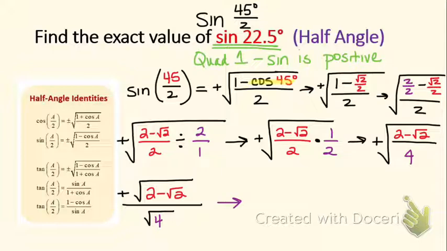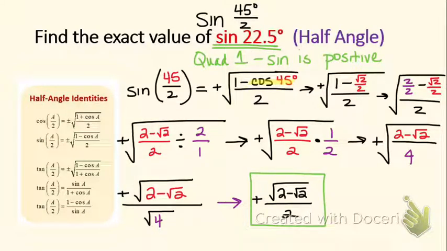So my final answer, and because it's positive, we don't necessarily need to put that plus sign in front. It's only important when it's negative that we keep that in front, but I'm just keeping it in front. So my final answer would be the square root of 2 minus root 2 all over 2. And I don't have a square root in my denominator. I'm happy. I reached the end. And that's example 1 for our half angle.